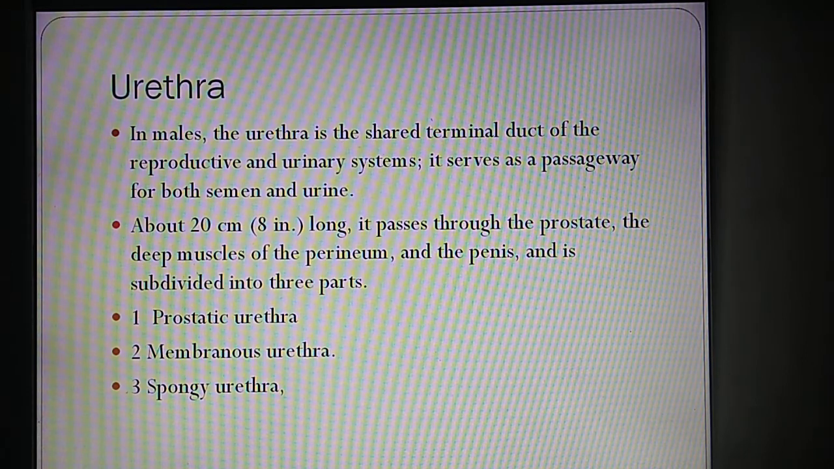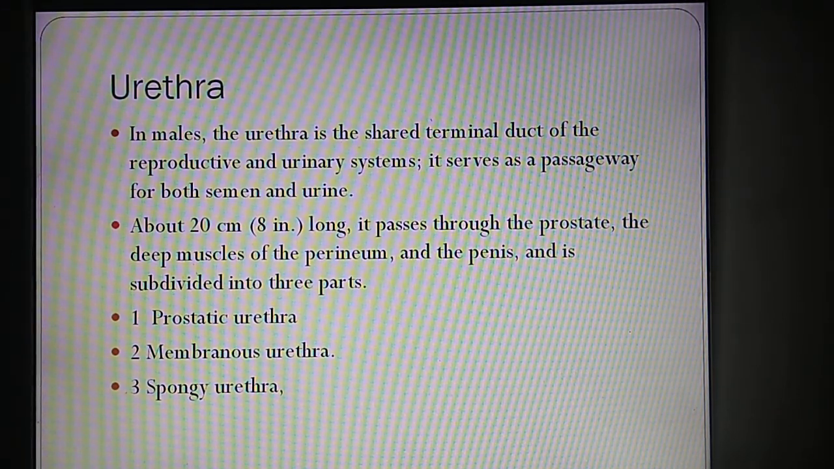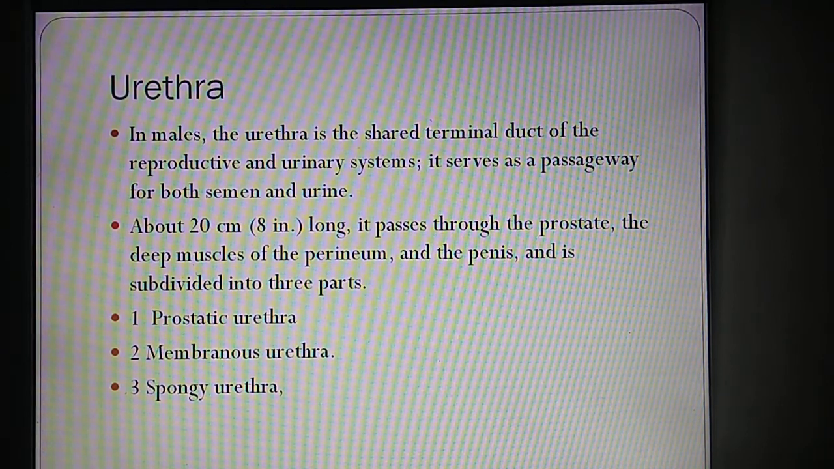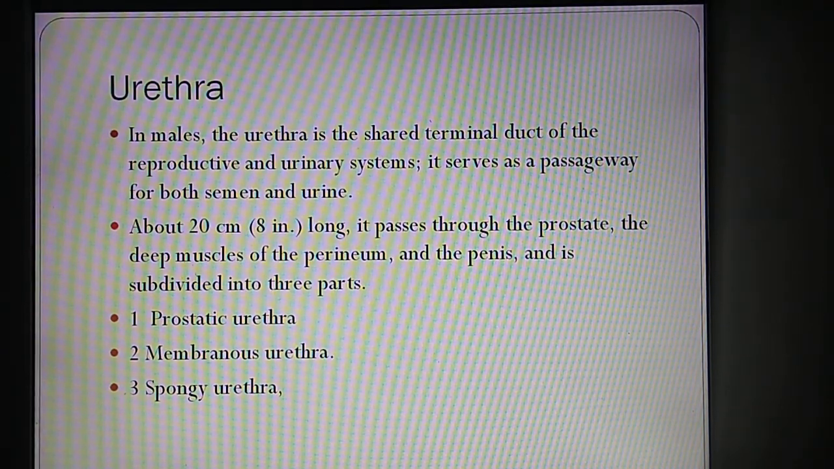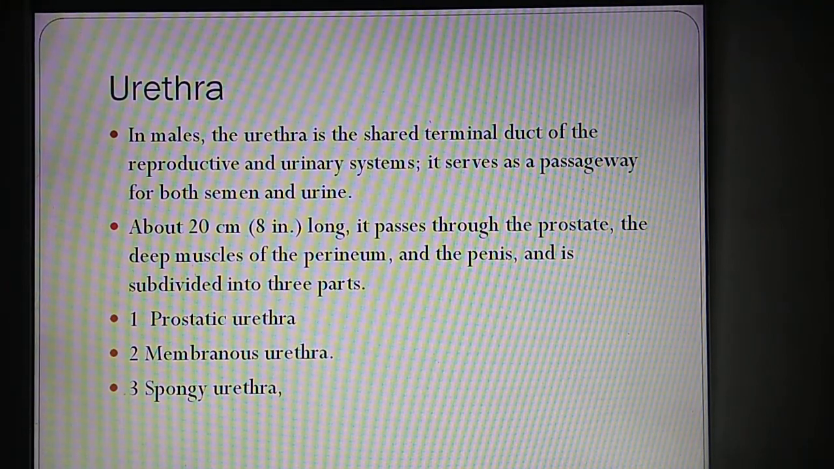Now urethra. In male, the urethra is the shared terminal duct of the reproductive and urinary system. It serves as a passageway for both semen and urine.